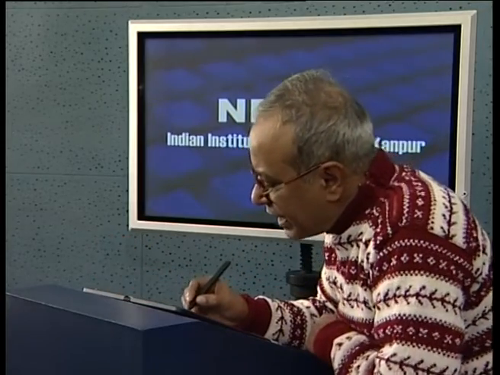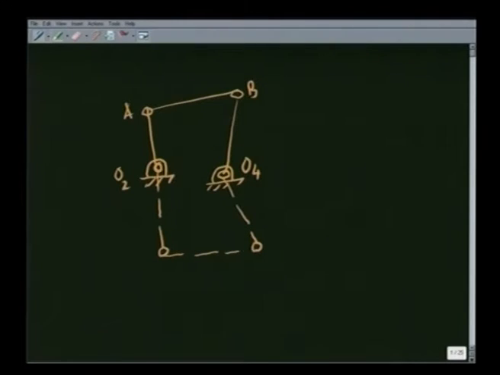For given link lengths, I can have a 4-bar linkage, say in this configuration, this O2, A, B and O4. However, with the same link lengths, I could have also assembled this linkage in its mirror image configuration, which let me call O2, A prime, B prime, O4. This link length is exactly the same as this link length, and this link length is the same as this link length.